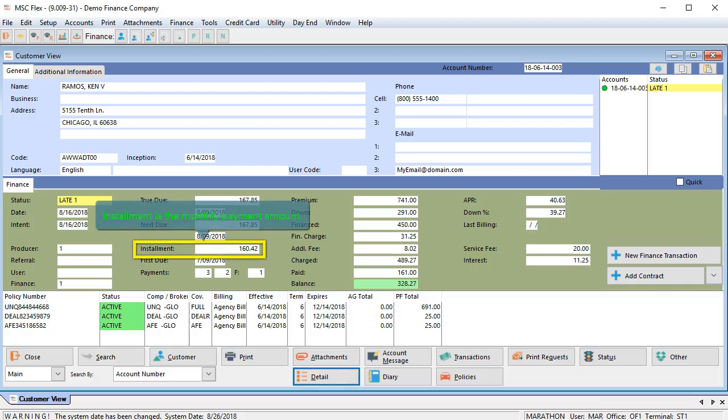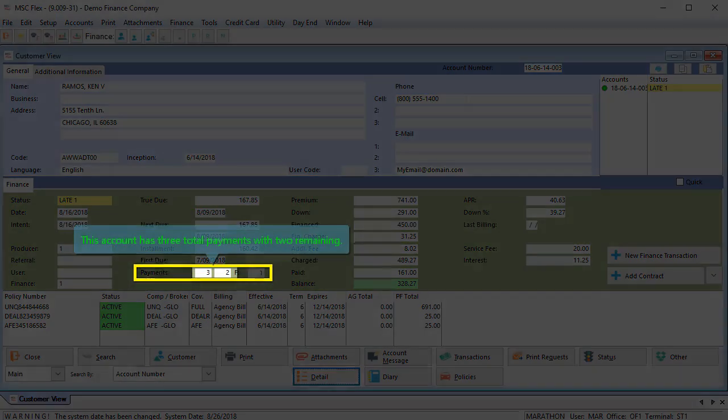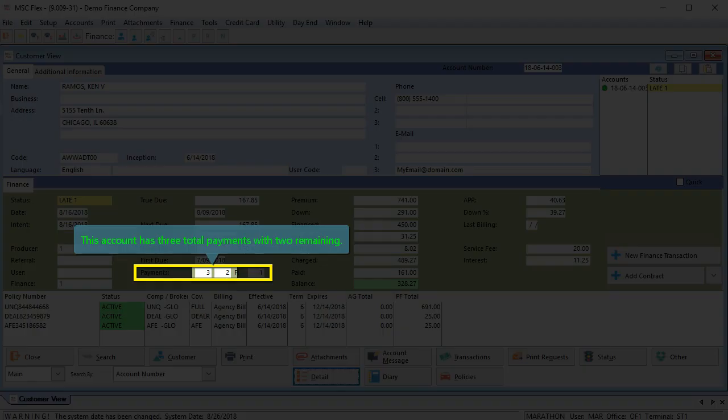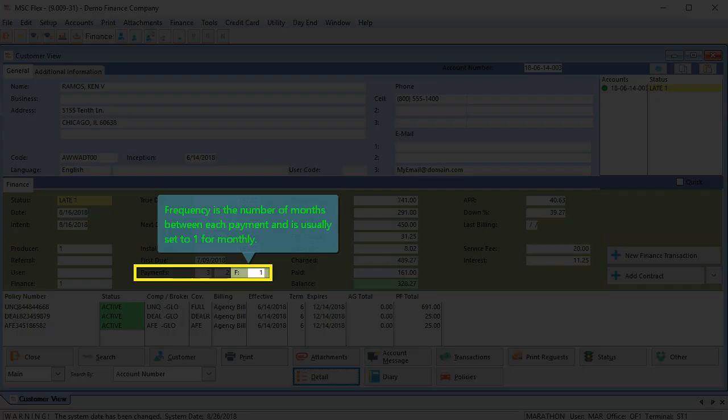Installment is the monthly payment amount. First due is the date the first payment was due. Payments shows the total number of payments, the number of payments remaining, and the frequency in which the payment is due. This account has 3 total payments with 2 remaining. Frequency is the number of months between each payment and usually is set to 1 for monthly.